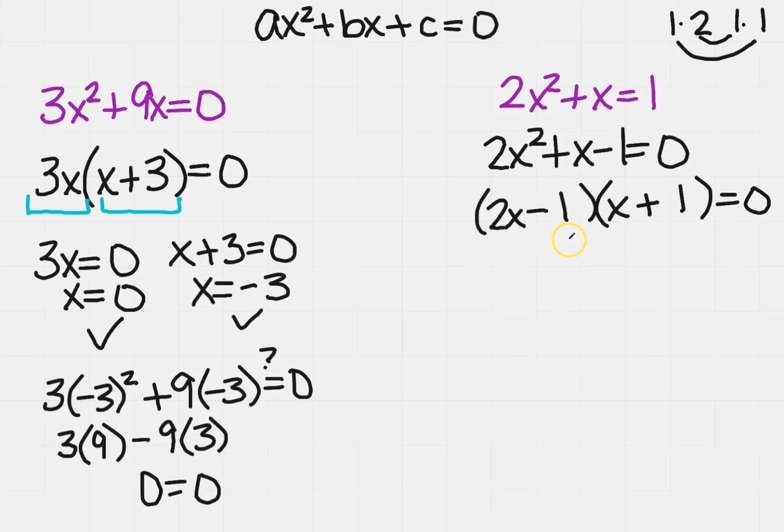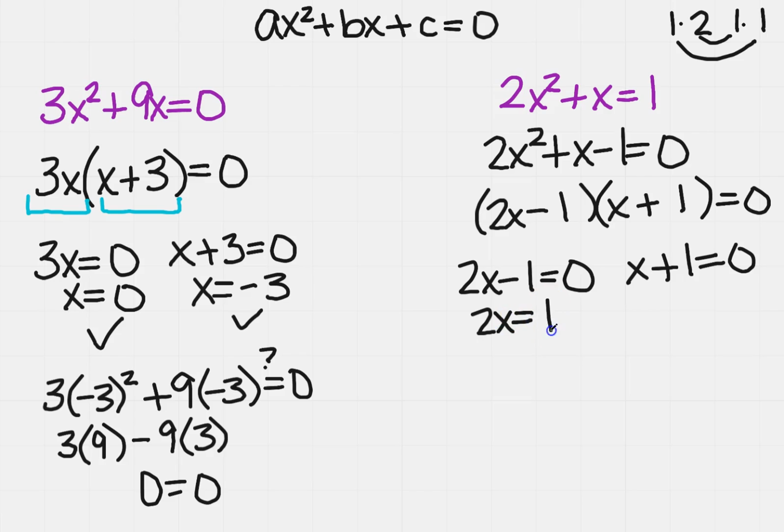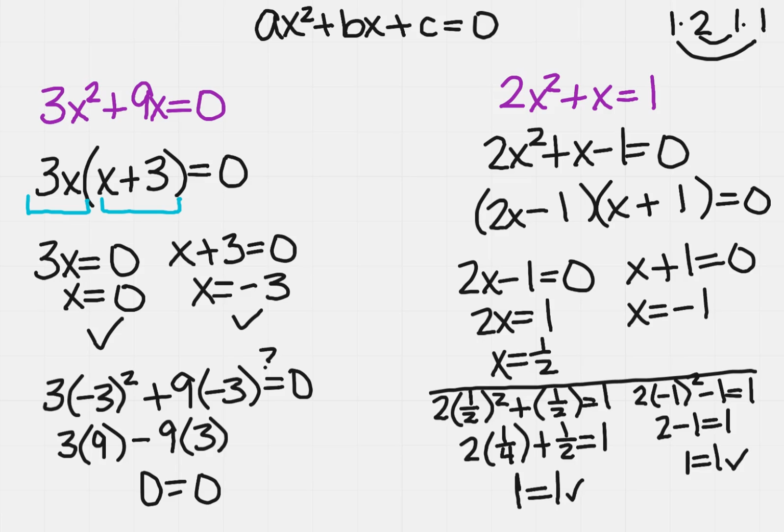Same thing again, I've got 2 sets of parentheses, so I'm going to take each set and set it equal to 0. And then I'm going to solve each one of them for x. So I get x equals 1/2 and x equals negative 1. So what I want you to do now is check it, and then come back and see if you get the right answer. So when you go through and check each solution that you obtained, you find out it is a true statement. So again, we got lucky and both of them actually turned out to be a solution.